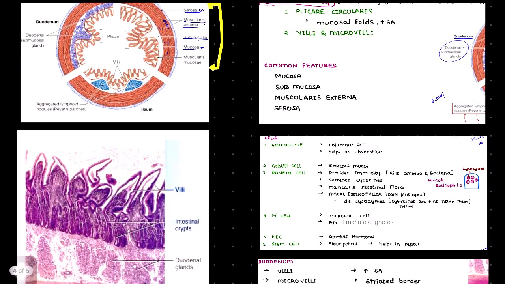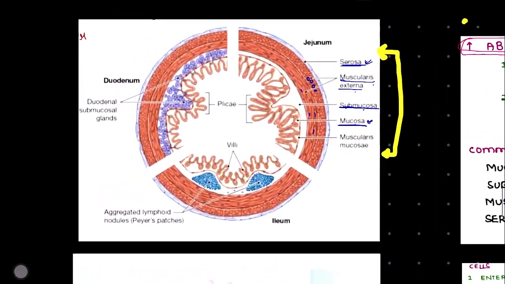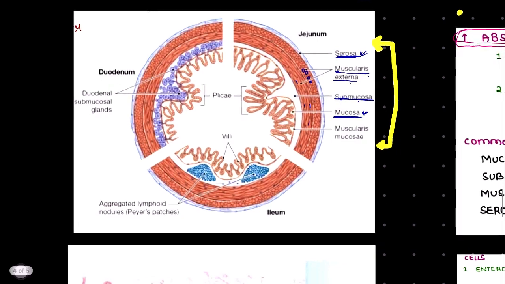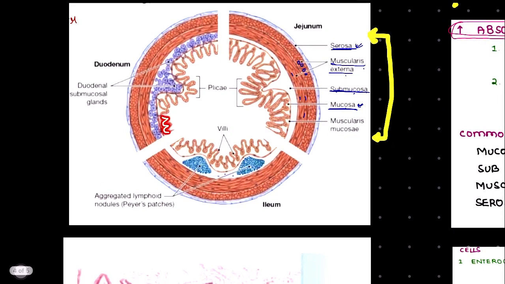Now, moving forward in the same diagram, let us talk about the duodenum. In this duodenum, our innermost layer is the mucosa, and below the mucosa we have the submucosa. In this layer of submucosa, you can see the duodenal submucosal gland.